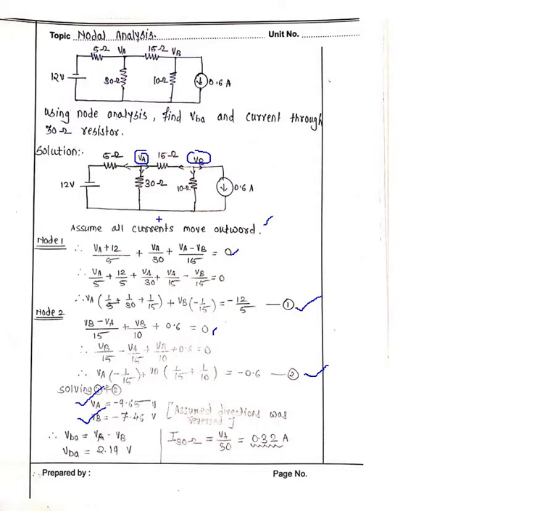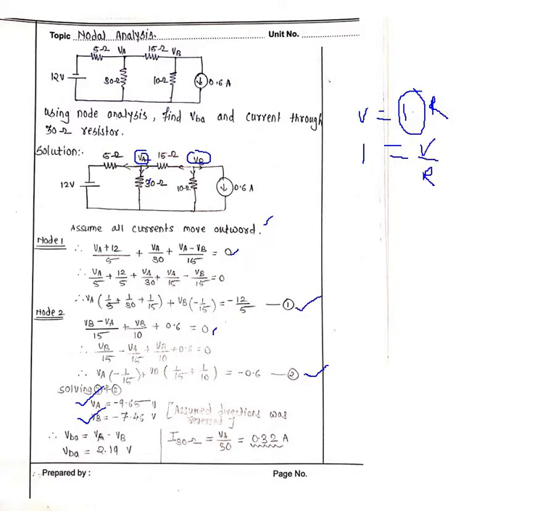So assume the current moves outward from the dot, or from the node, in outward directions. The arrow mark is given like this. Next, node 1 and node 2. First node 1. I will go to Ohm's law: V is equal to I into R. I need the I value, so I is equal to V divided by R. Fine, coming to node 1.